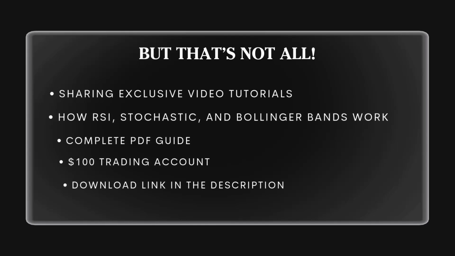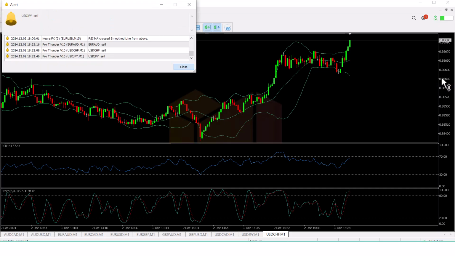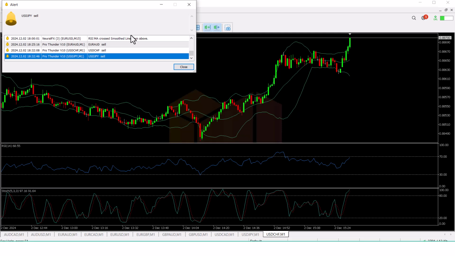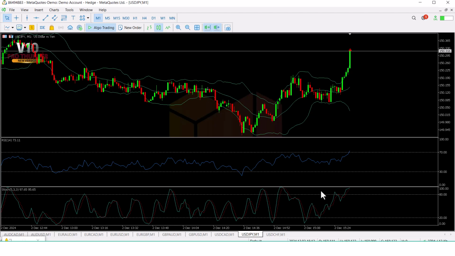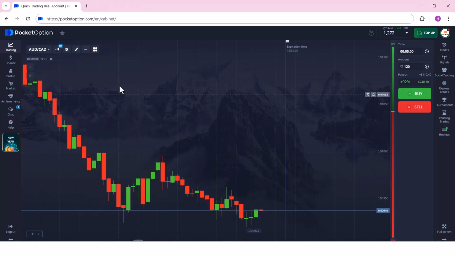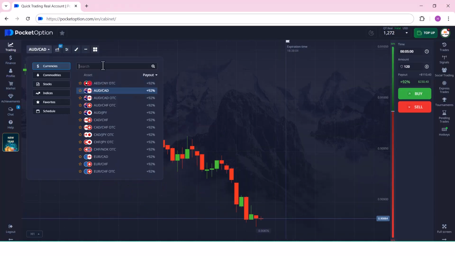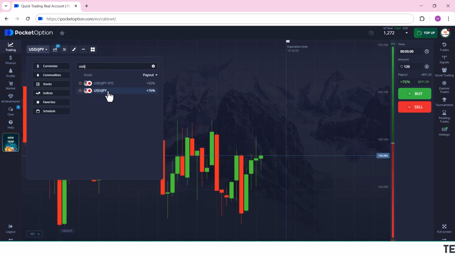Let's go, guys. Here are some trades for you. As you can see, the indicator has just notified me of a new trading signal for the USD-JPY pair. The alert appeared here in the upper left corner of my screen. I'm using Pocket Option as my broker for this trade. Let me quickly place the trade here. The trade is now placed.